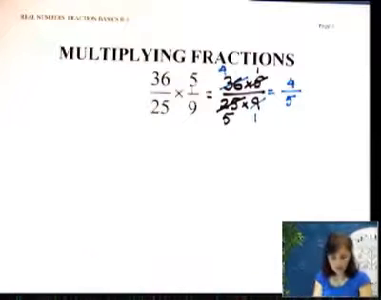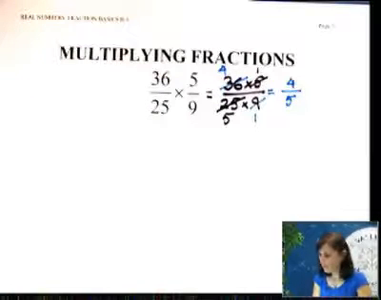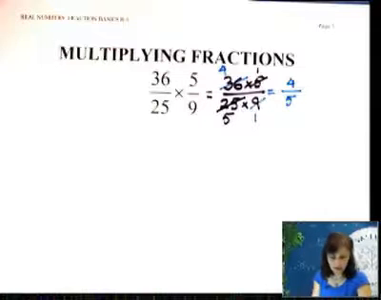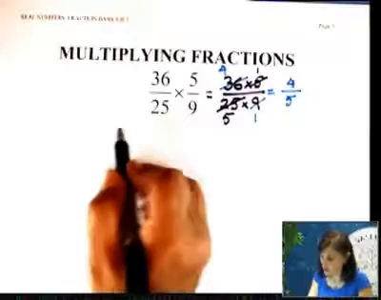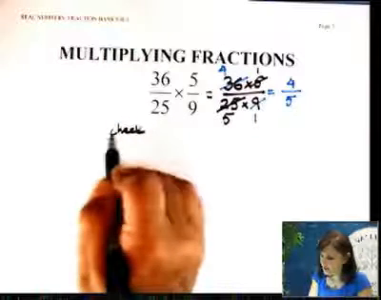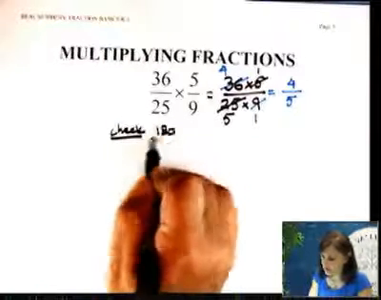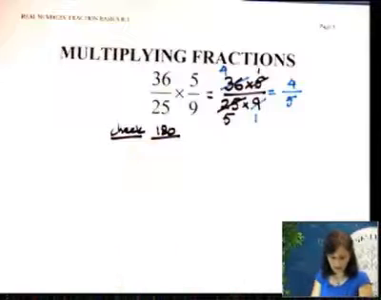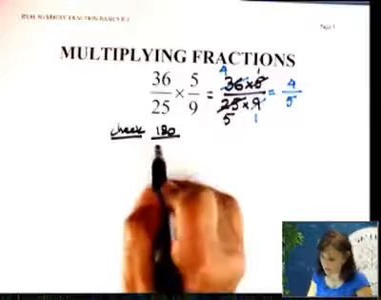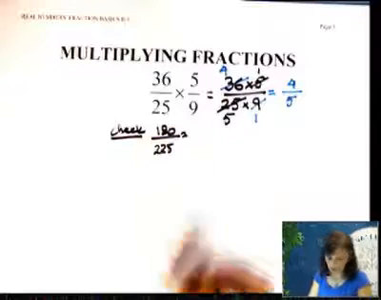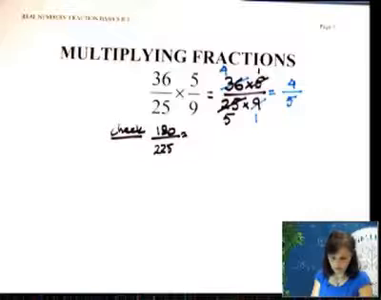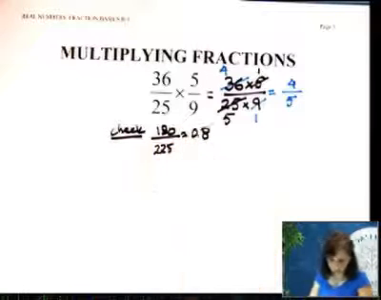Okay, so one way you can do it, you can actually go and multiply these out. 36 times 5, that's 180. Check. I'm using the calculator as just a regular, simple calculator. 25 times 9 is 225. And I'm going 180 divided by 225 is 0.8. And 4 divided by 5 is also 0.8.